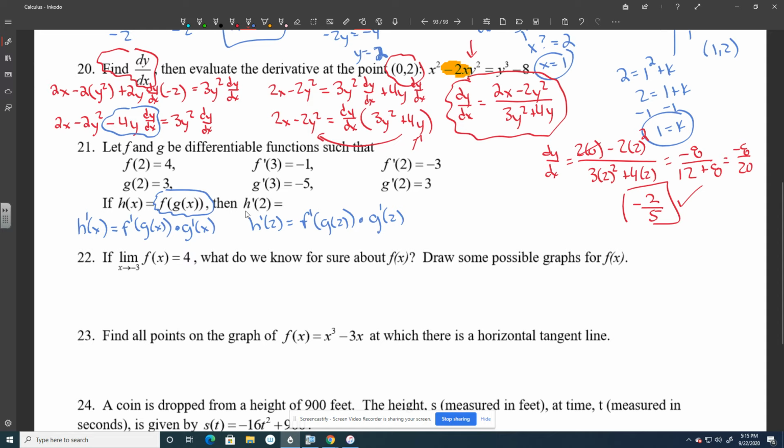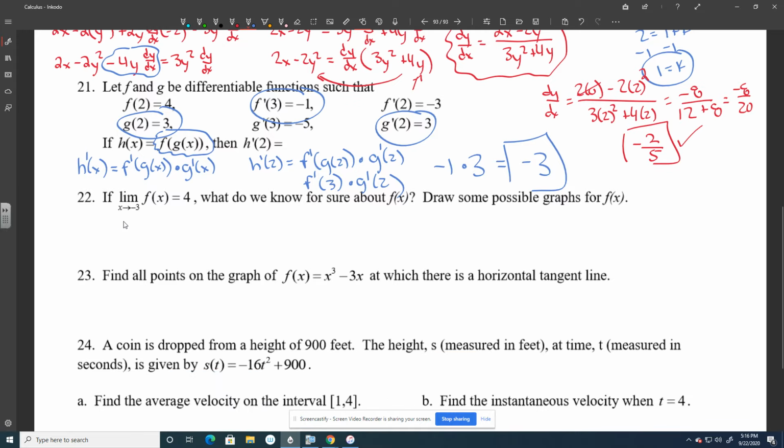So g of 2, if I go up to my table, g of 2 is equal to 3. So this becomes f prime of 3 multiplied by g prime of 2. F prime of 3 is right here. That's negative 1 multiplied by g prime of 2, which is right there. That's 3. And I get negative 3. So h prime of 2 is just negative 3.